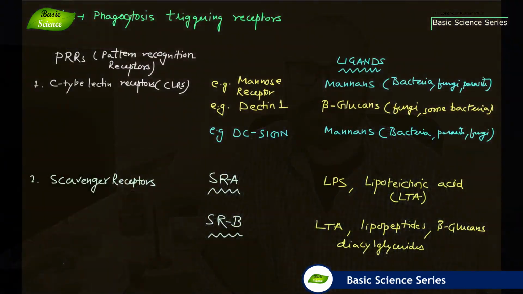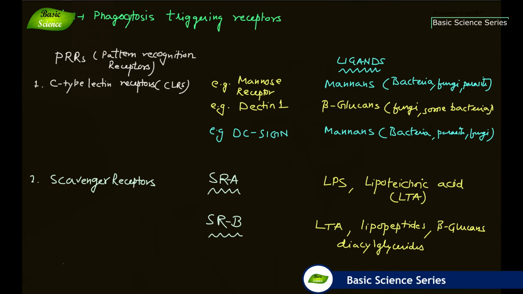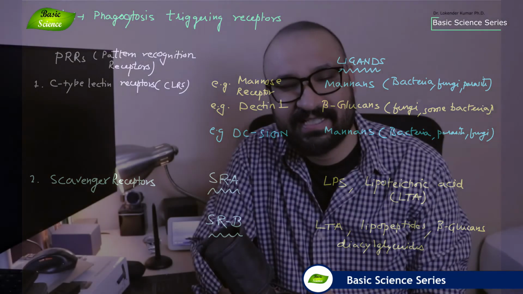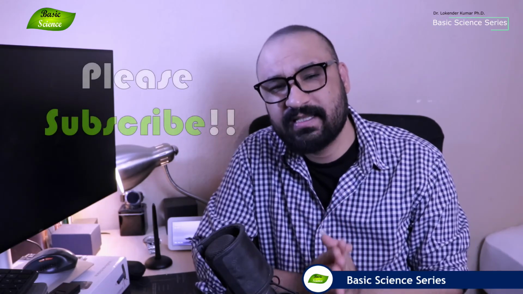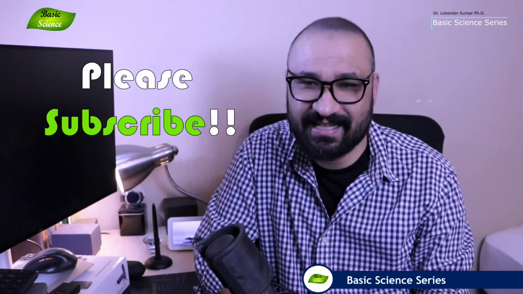We have discussed the C-type lectin receptors, such as the Mannose receptor. We have also discussed the different Scavenger receptors. In association with that, we have discussed the ligands such as mannins and beta-glucans. We have also discussed lipoteichoic acid and lipopolysaccharides. So I hope that this video is going to help you to understand this topic.